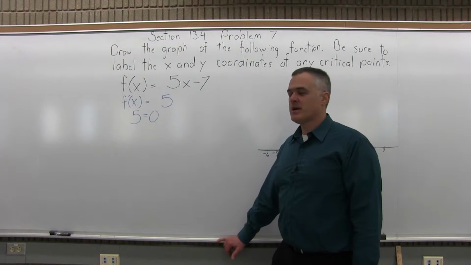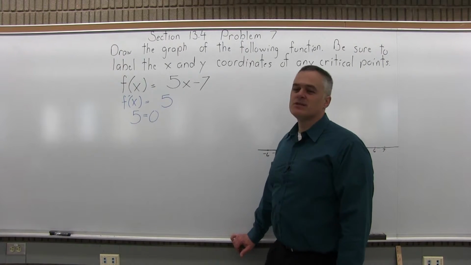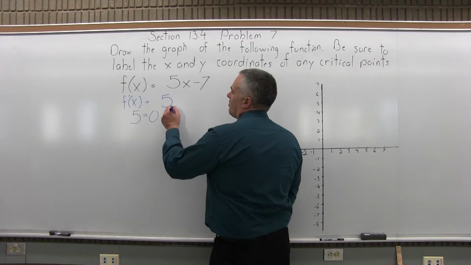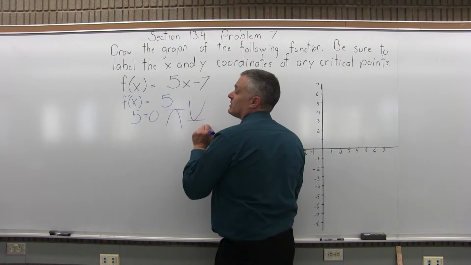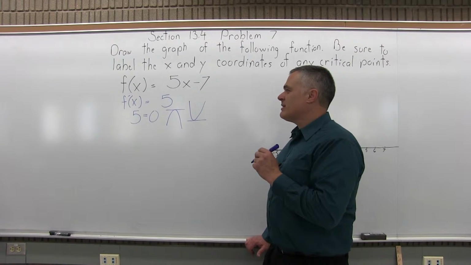So what does that mean? Did we make a mistake? Well, what it means is you have no critical point. You have no point with a horizontal tangent line like this. That's what it means. So what type of graph would that be?